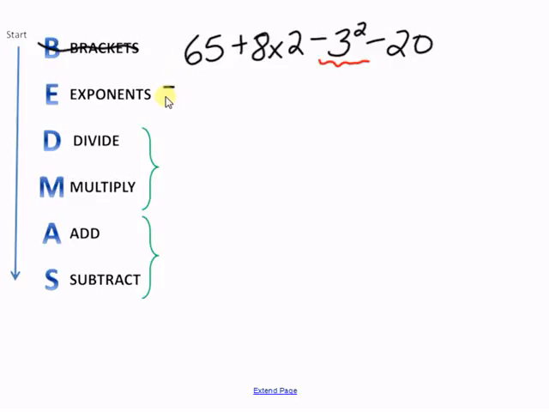What I want you to know is when we start writing our solution, anything that we're not currently doing, I want to rewrite it the way that it was already given to me. So the start of this expression, 65 plus 8 times 2, I'm not doing anything with that. So I'm just going to rewrite it just the way I see it because I haven't done anything with it yet.